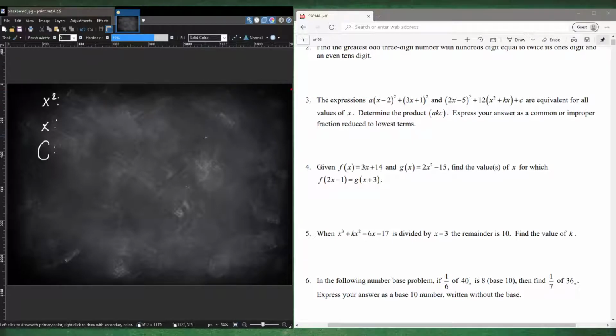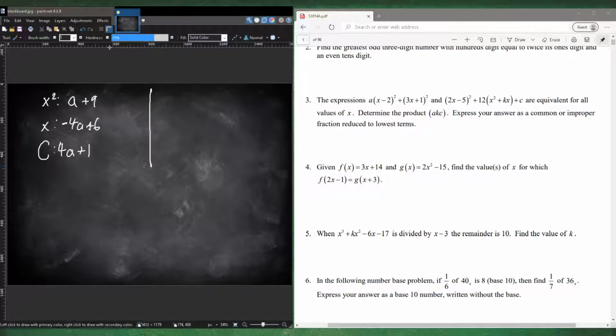So a(x - 2) squared. The quadratic coefficient is a, and then linear is negative 2 times 2 is negative 4, times a, so negative 4a. And our constant is negative 2 squared, which is 4, and then 4 times a is 4a. Okay, now (3x + 1) squared is next. So we have 3 squared, which is 9, so plus 9. And our 3 times 1 is 3, times the 2 is plus 6. And then 1 squared is plus 1. So that is for the first expression.